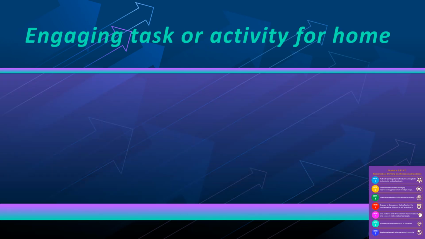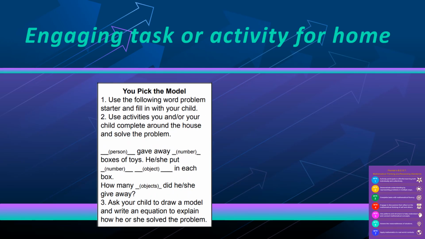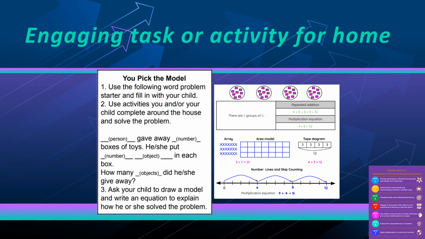So how can we support our students with these concepts at home? Here we have a very simple example and task that can be done called You Pick the Model. A student is posed with a word problem. There is a starter there to utilize, and the child can pick any model that they would like to solve it. We have options of equal groups, arrays, tape diagrams, number lines, equations, repeated addition, and these are all concepts that have been discussed throughout the benchmark. Therefore, students, when reinforcing these concepts at home, should quickly be able to do so with some examples and support.